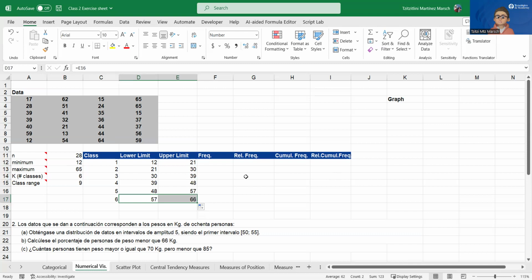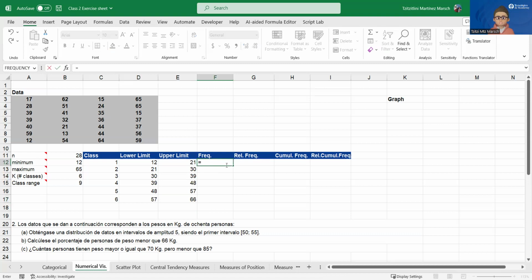The next thing is you do have this particular frequency. And this particular frequency, how do you get that? Well, there's a formula called frequency. So frequency basically says data array. So we're going to get our data array. There it is.